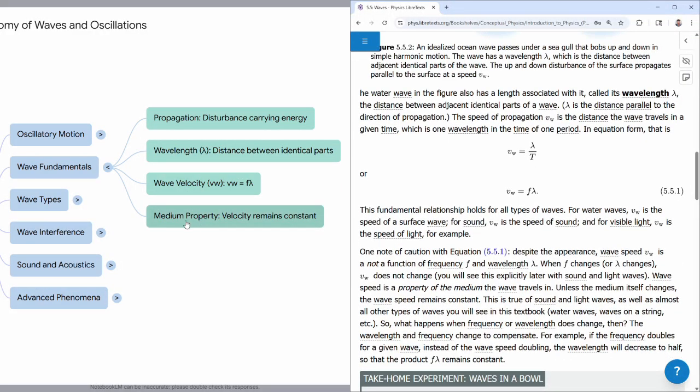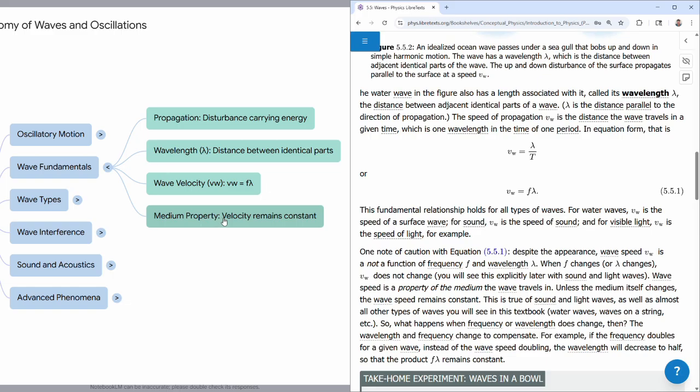And finally, this is the phrase that I have people memorize, that wave velocity or wave speed is a property of the medium. As long as your medium remains the same, as in if it's sound, then it would be a property of the air. If it's waves on a string, then it's a property of the string, the stretch of the string. As long as the medium stays the same, the wave velocity will stay the same.